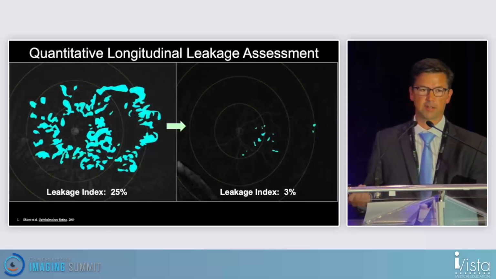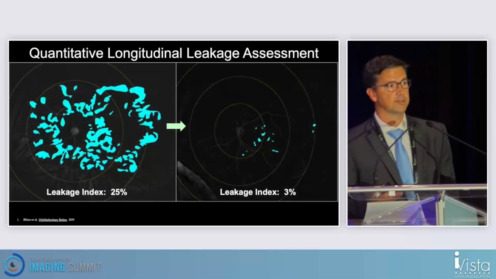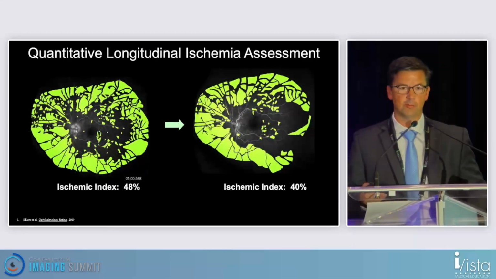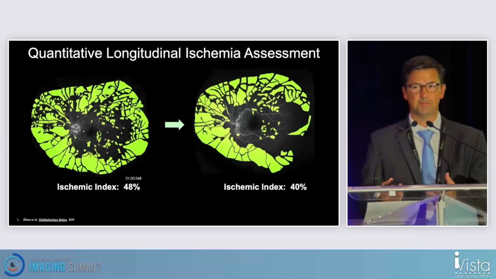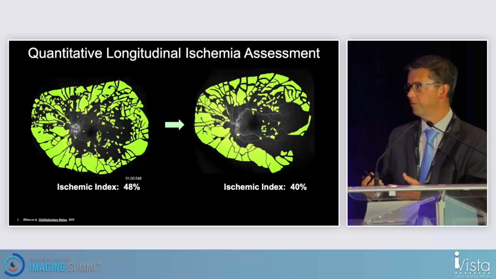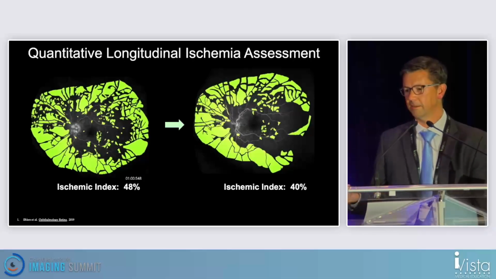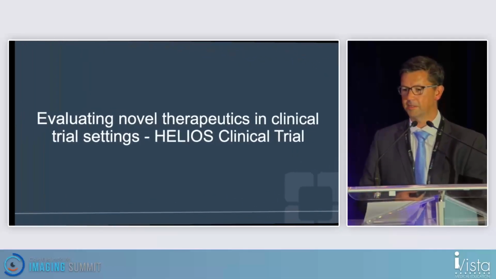Similarly, a dramatic reduction in leakage, which we know when we see this with anti-VEGF therapy, but now we can quantify it. And similarly, ischemia: what we found with anti-VEGF therapy was maybe there's a minimal improvement that's relatively inconsistent across patients, but we're not really seeing clear improvements over time there.